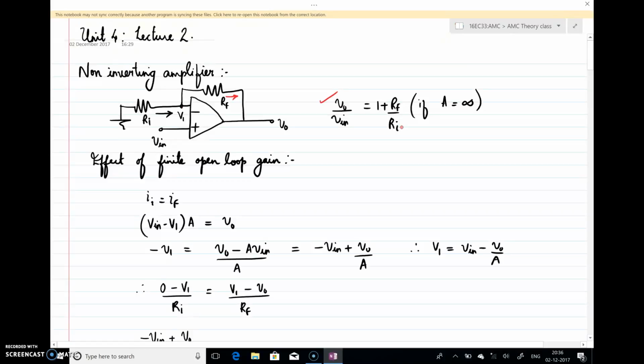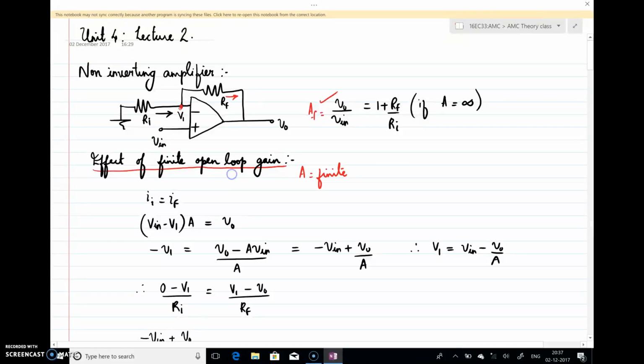But here we'll see the effect of finite open loop gain, by considering that the open loop gain of the op-amp is not infinity, the A value is finite. So to get the new expression for closed loop gain, V0 by Vin in this case is nothing but your AF. First, this is at Vin and this is at V1. These two are at different potentials because I am considering the op-amp to have a finite open loop gain.